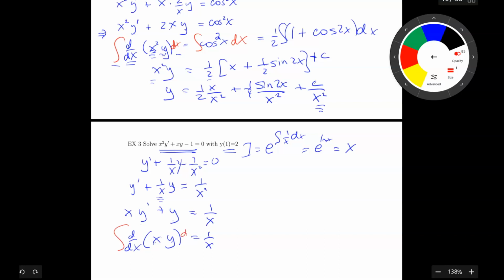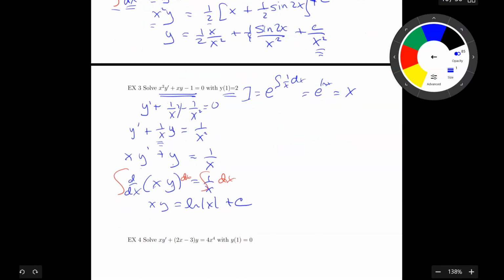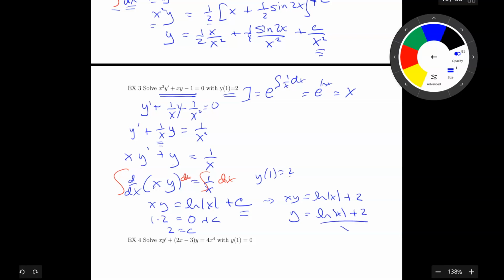All right, so now I'm ready to integrate both sides. So this is xy equals ln of x plus c. This is the easiest place to solve for the c. So let's put y of 1 is 2, so y is 2 and x is 1. ln of 1 is 0, so I get c is equal to 2. Then my answer will be xy equals ln of x plus 2. So y will equal ln of x plus 2, all divided by x.